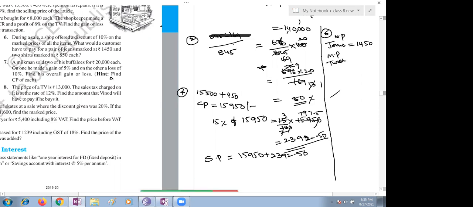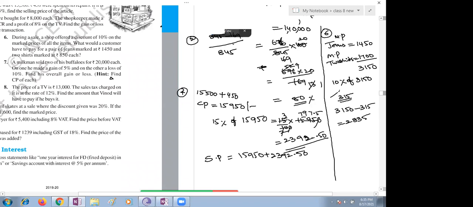So if we add both of them, we will get 3150. We add 3150, 10% will be 315. 10% of 3150 is 315. When we subtract 315 from 3150, we will get 2835. What amount is he supposed to pay? The customer needs to pay rupees 2835.